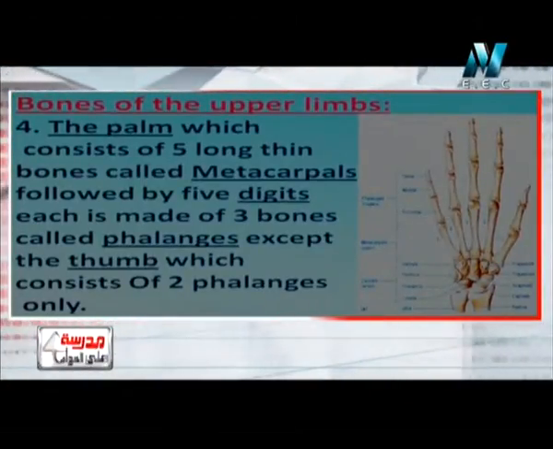If we look at our hands, we will find that each finger has 3 phalanges. 1, 2, 3. We have 3 phalanges, except the thumb, which has only 2 phalanges. We have 5 fingers. Each finger has 3 phalanges, except the thumb, which has 2 phalanges.